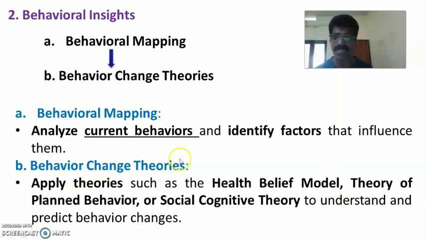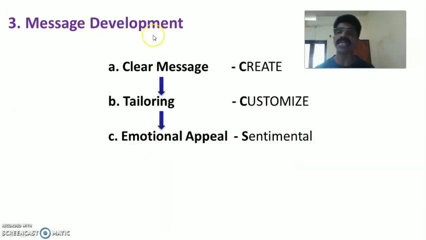So behavioral change theory's application includes applying theories such as the health belief model, theory of planned behavior, or social cognitive theory to understand and predict the behavioral changes of the particular subgroup or the individual, family and community under SBCC.